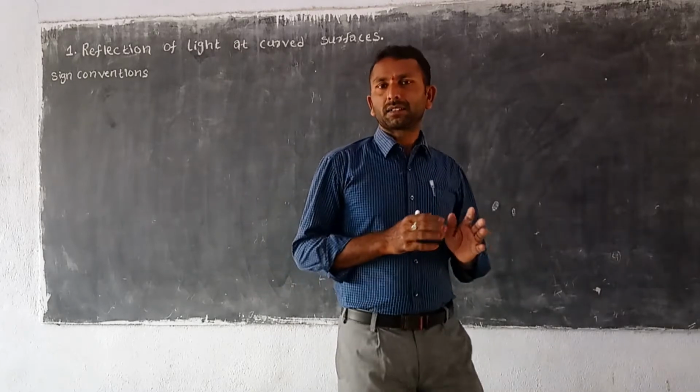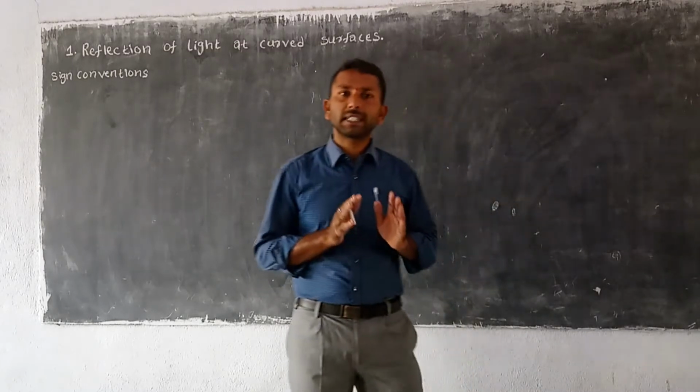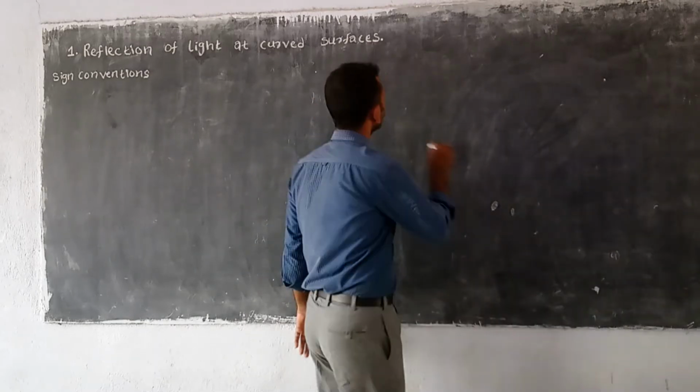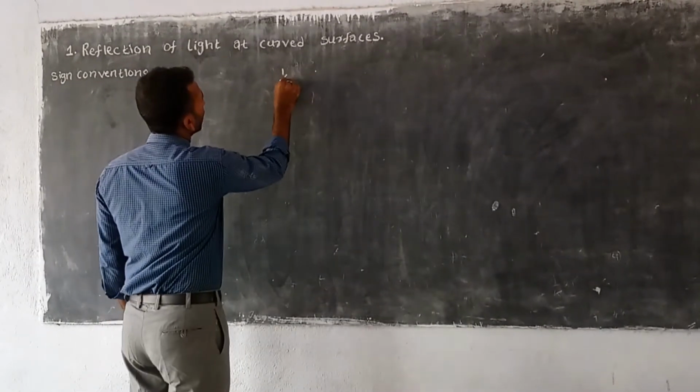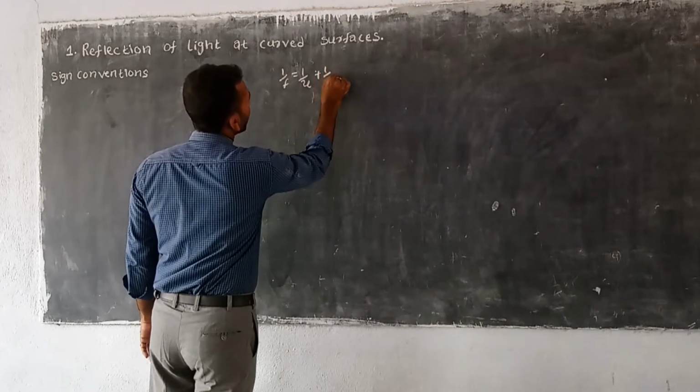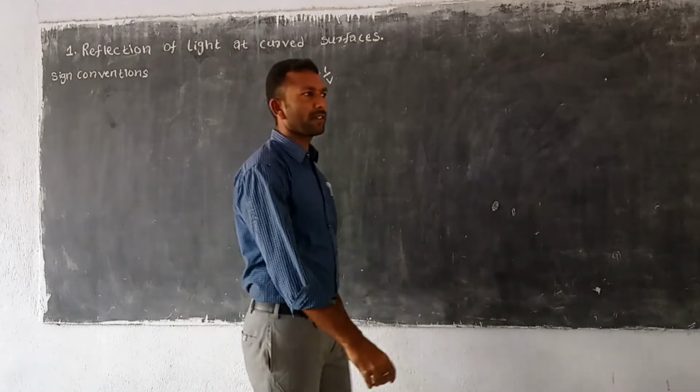In the previous class we learned about the mirror formula. What is the mirror formula? 1 by f equals 1 by u plus 1 by v. This is the mirror formula.